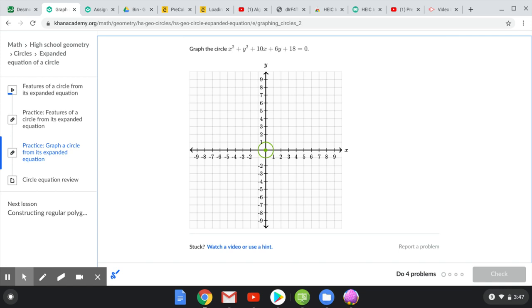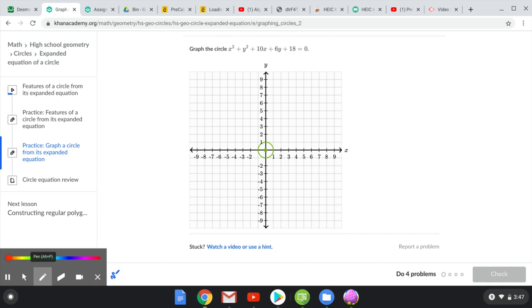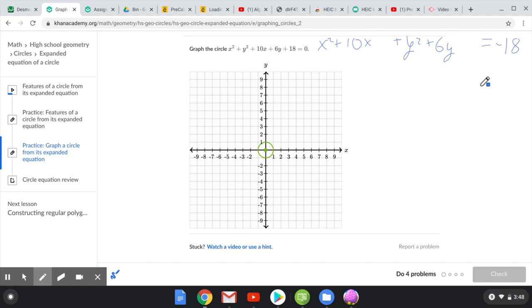All right, so first thing we need to do is rearrange our equation to get our x's together, our y's together, and our numbers on the other side. That's always going to be our first step. So we're going to have x squared plus 10x, leave a space, plus y squared plus 6y, leave a space, equals negative 18, right? Because we're subtracting this to the other side, so negative 18.